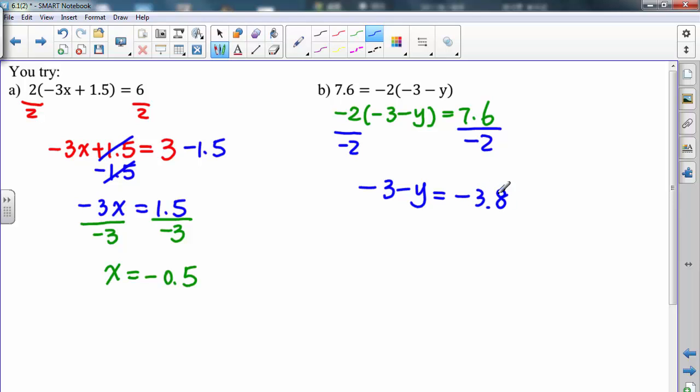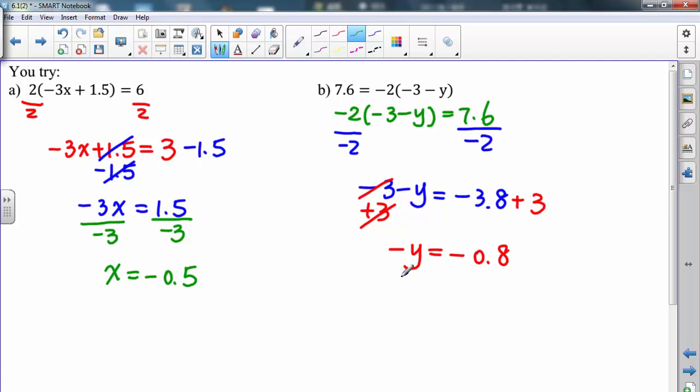Then I want to use the inverse operations to solve for y. In this equation, I need to isolate negative 3 from negative y. So I add 3 to both sides, and these two got cancelled out. Then I will have negative y equals negative 0.8.